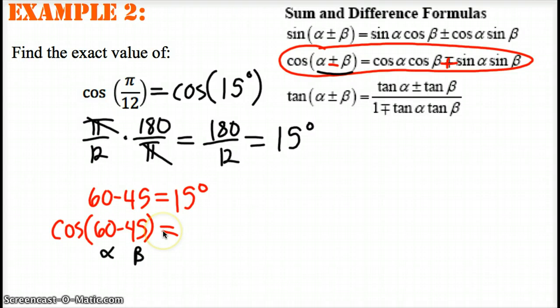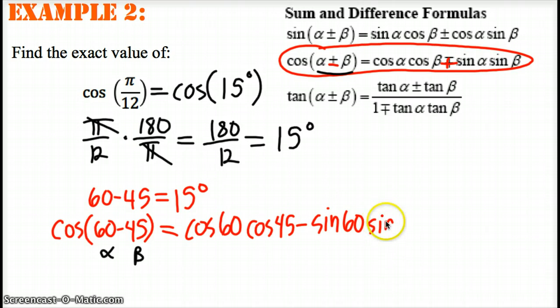So this equals the cosine of 60, cosine of 45, minus the sine of 60, sine of 45. Now I'm going to replace them with equivalent values. I know the cosine of 60 degrees is 1/2. The cosine of 45 is square root of 2 over 2. Minus the sine of 60 is square root of 3 over 2.